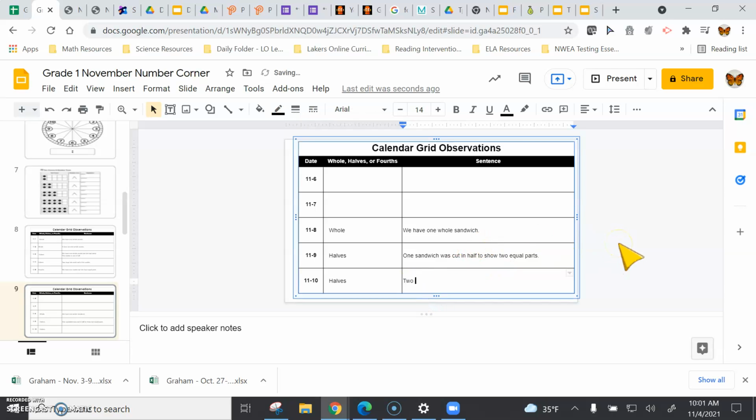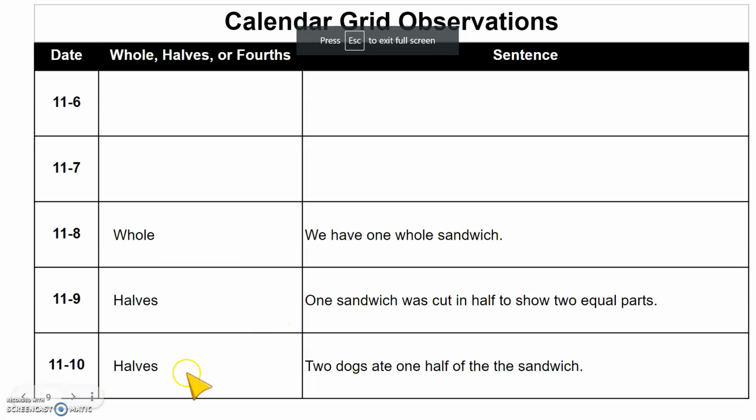two dogs ate one half of the sandwich. So there we have, we wrote down what we saw. Two dogs ate one half of the sandwich.